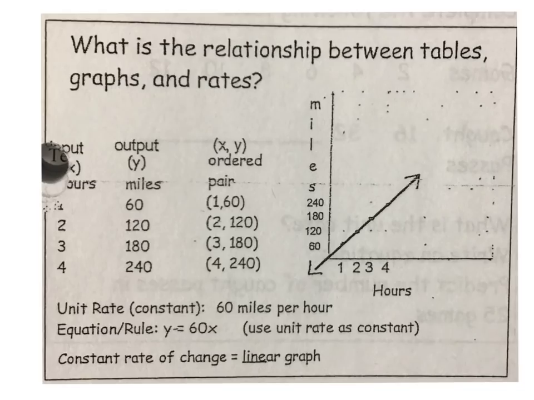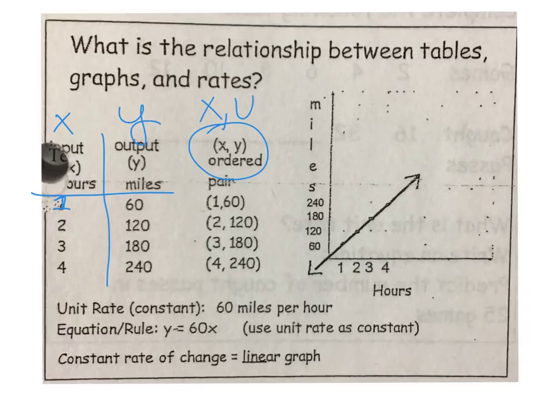So this is kind of explaining the relationship between the table, the graph, and the rates. If you look, you have your input-output table, if that kind of helps you see it a little bit. Your input is your X and your output is your Y. So if I input 1, I get out 60. If I input 2, I get out 120. 3, 180, 4, 240. So over here has our ordered pairs, okay? Remember, ordered pairs are your X and your Y to help you graph. So our ordered pairs are 1, 60. Remember, X comes before Y. So our ordered pairs are (1, 60), (2, 120), (3, 180), (4, 240), okay?